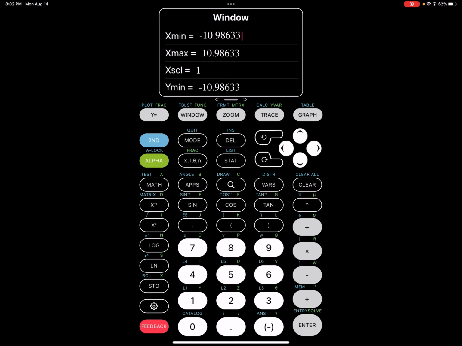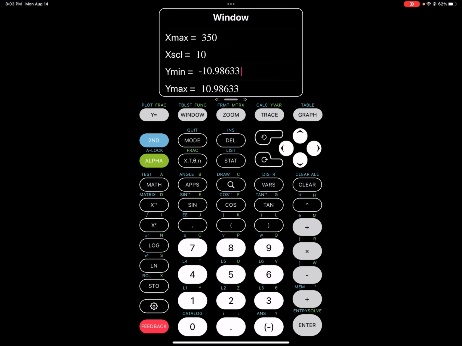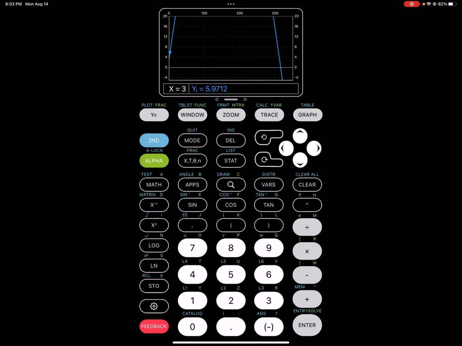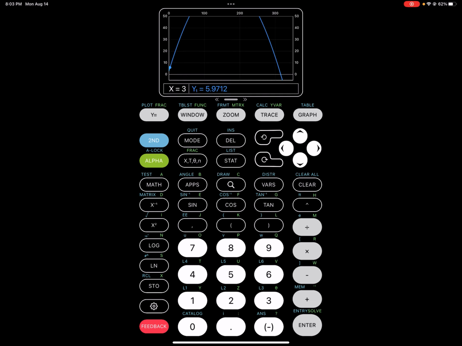Let me do... I'm gonna change the window. So I want x to be 0 all the way to, let's do 350, and then graph it. And the y's, let's do -5 to 20. Still can't see it. I don't know what the max is. Let's do the max is 50. Okay, that's a little better.